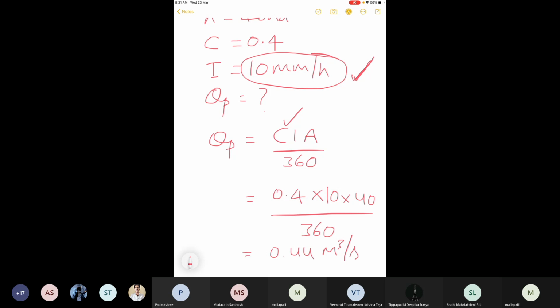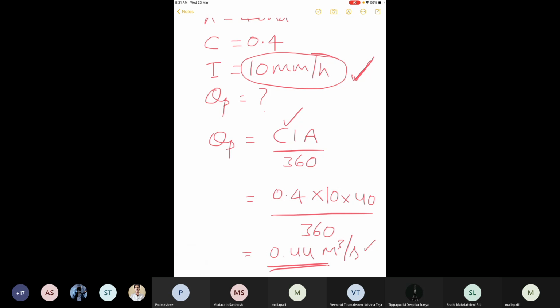That's CIA by 360, where A is the area of the farmland. You get 0.44 meter cube per second. So this is the design discharge, and you will be designing your waterway, trapezoidal channel or rectangular channel, which can carry this much flow rate.